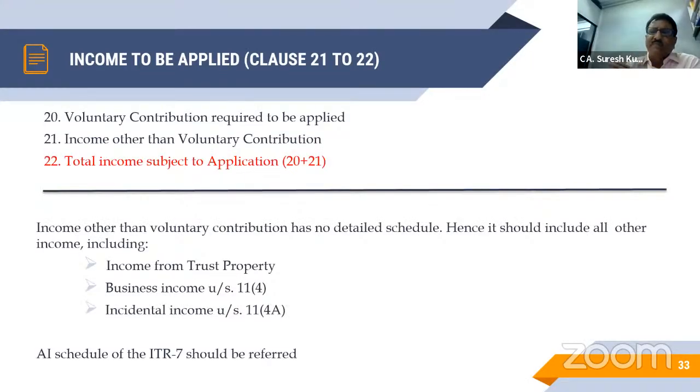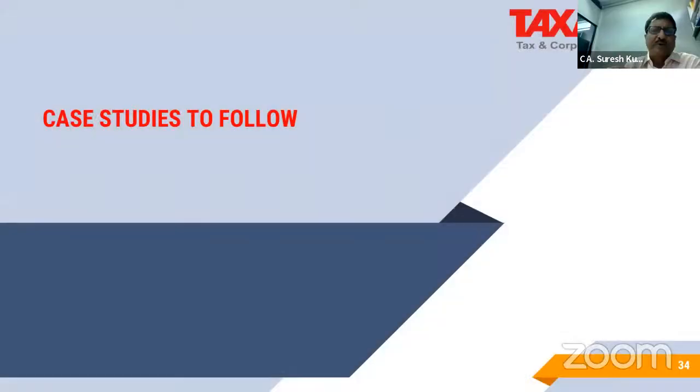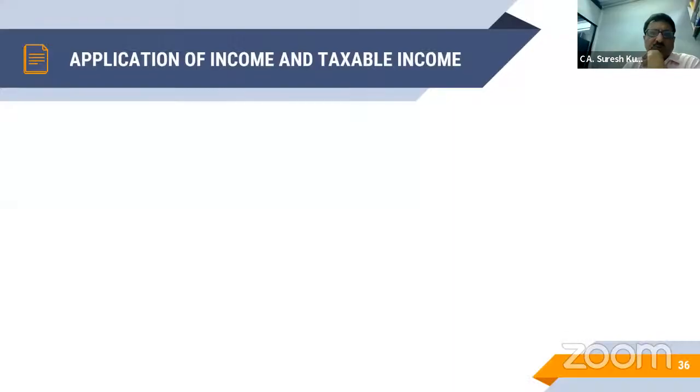So far we have discussed how the income subject to application shall be computed, and we have also gone through some of the issues identified by us. Now we are going to the clauses, how to compute application and how to compute taxable income. Now clause 23 is saying application of income, and within brackets they are saying excluding application not eligible and reported in clause number 27.